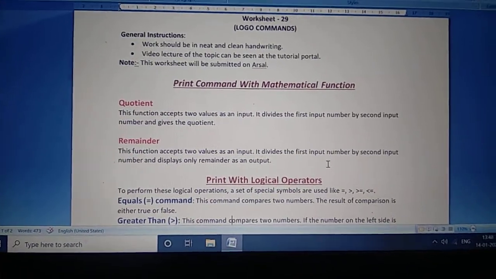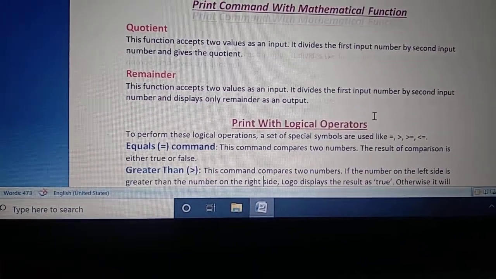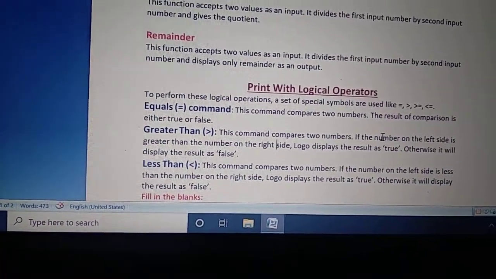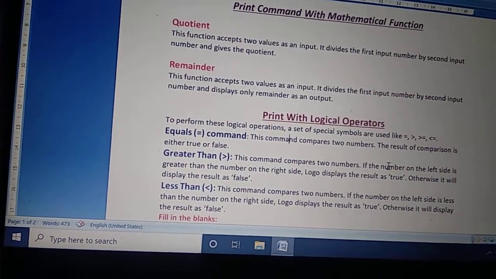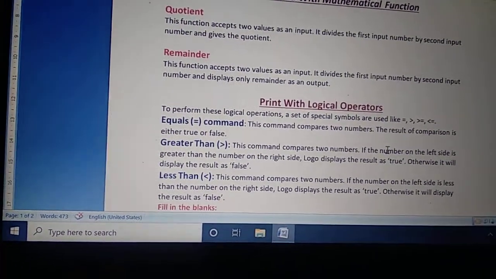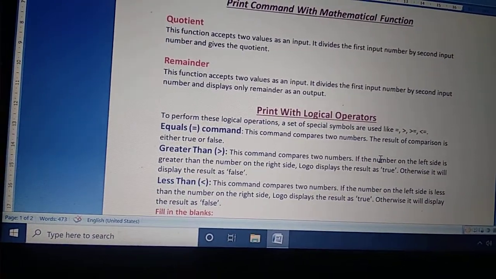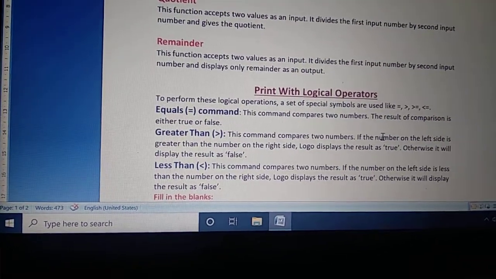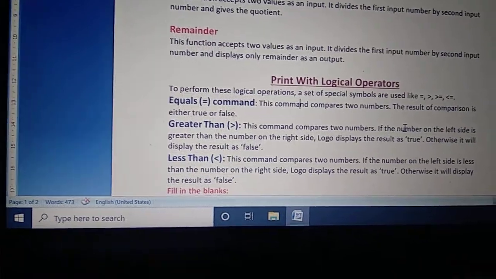Okay, next is print with logical operators. I have told you about equal to, greater than and less than. There are three types of logical operators. In equal to, what will the output be? Either true or false. It will check the condition: if the condition is true, it will give us true. If the condition is false, it will give the output as false. Same in greater than and less than.